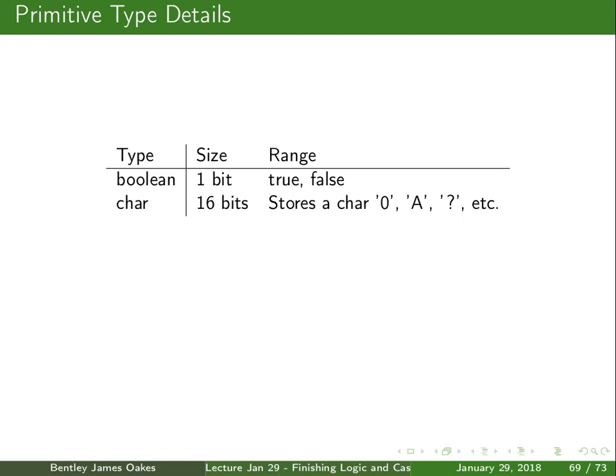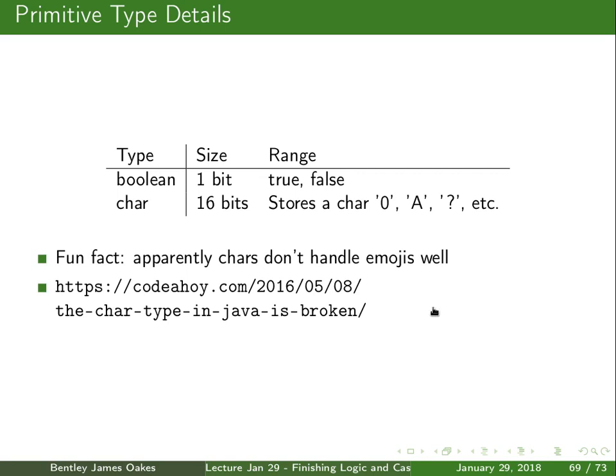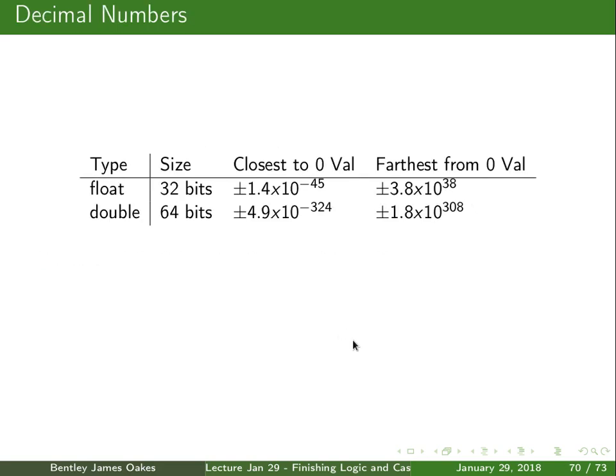There are also Booleans and characters. Boolean holds true or false, and a character stores one symbol, one character. I was looking, and apparently it's totally broken. It doesn't handle emojis very well, because emojis are pretty new. Back in my day, we only had the colon and then a bracket to make a smiley face. None of this fancy stuff. So there's a link there just for interest.